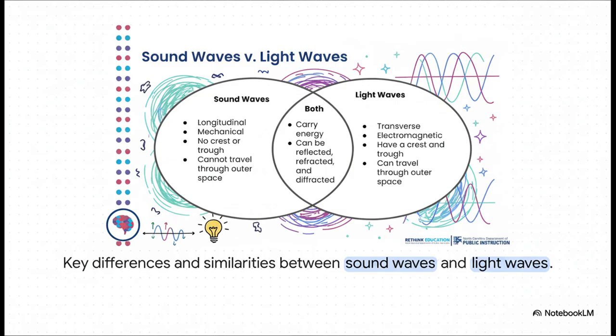Okay, let's look at sound. It's a longitudinal mechanical wave. What does that mean? It means it's a compression wave, and it needs a medium, which again is why it can't travel in space. Now look at light.